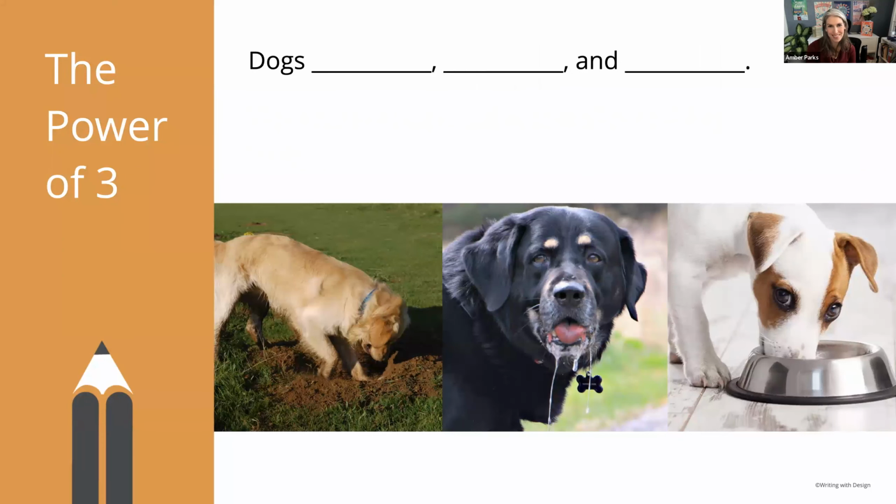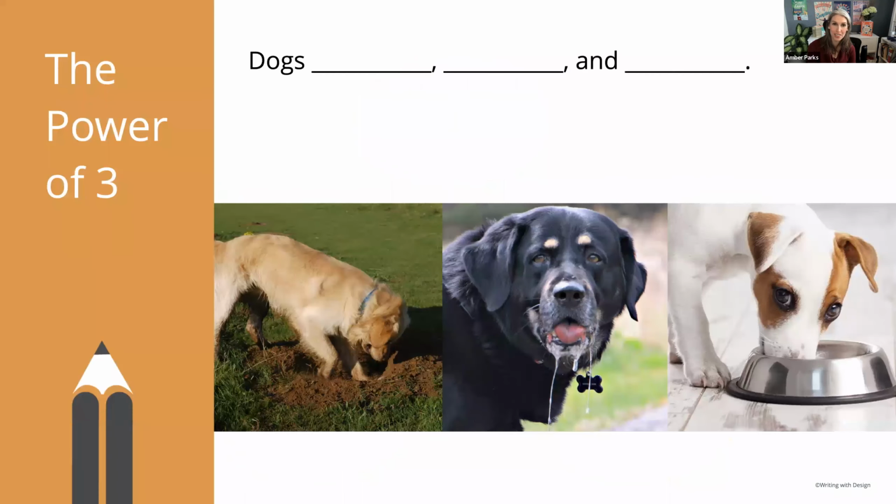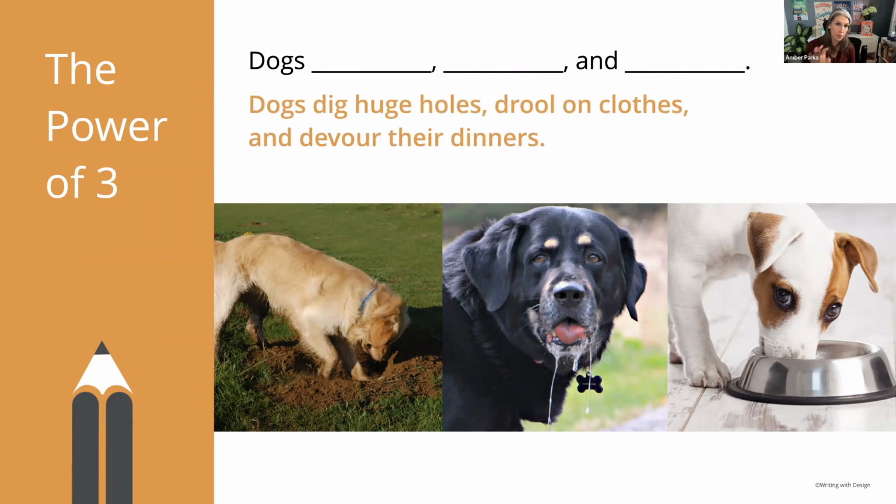All right, our doggies: dogs blank, blank, and blank. We've got 3 pictures to show 3 different things that doggies do. They dig, they devour, they drool, more alliteration, and then we can add more in. So notice even from the brainstorm to this, we're adding more in. They dig huge holes, they drool on clothes, and devour their dinners.